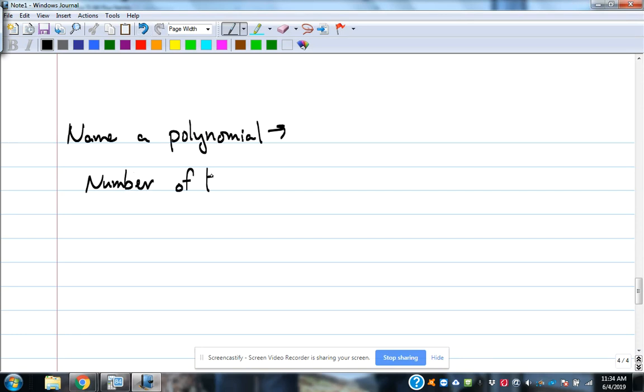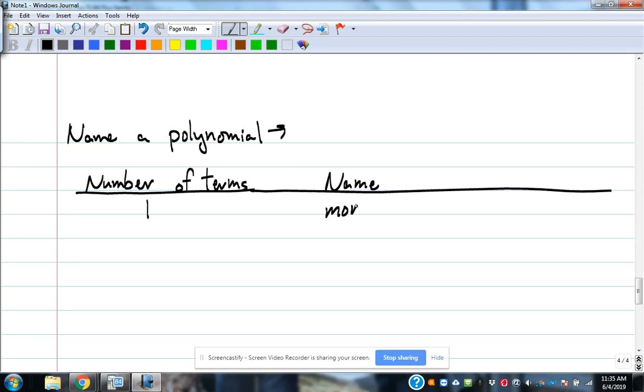Number of terms decides what you call the polynomial. Okay. If there's one term, the name of the polynomial is a monomial. That prefix M-O-N-O, mono means one, right? So we're using prefixes here for polynomials. One term is a monomial. An example of that would be something like just 2x. That's a monomial. It has one term. No addition, subtraction out of that. So a monomial is just going to be one term.